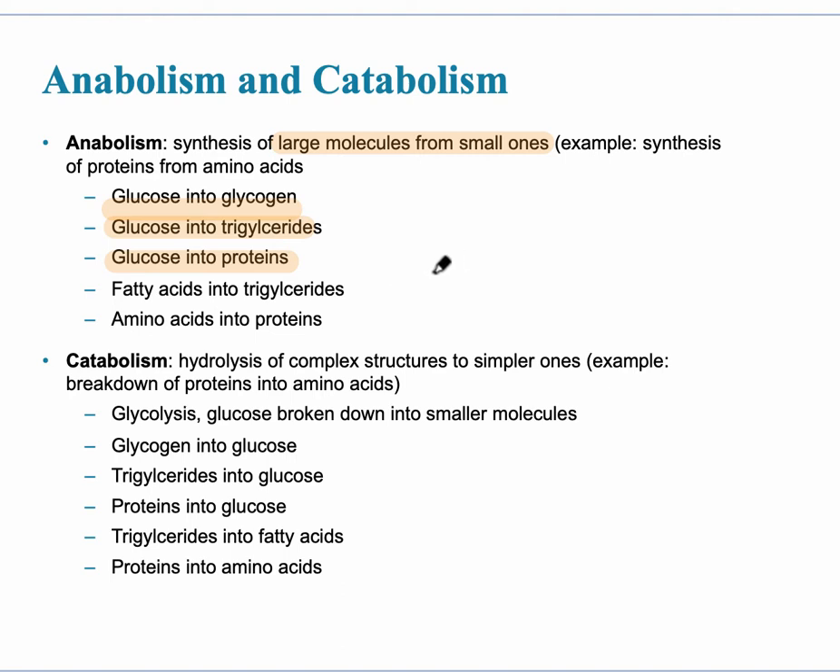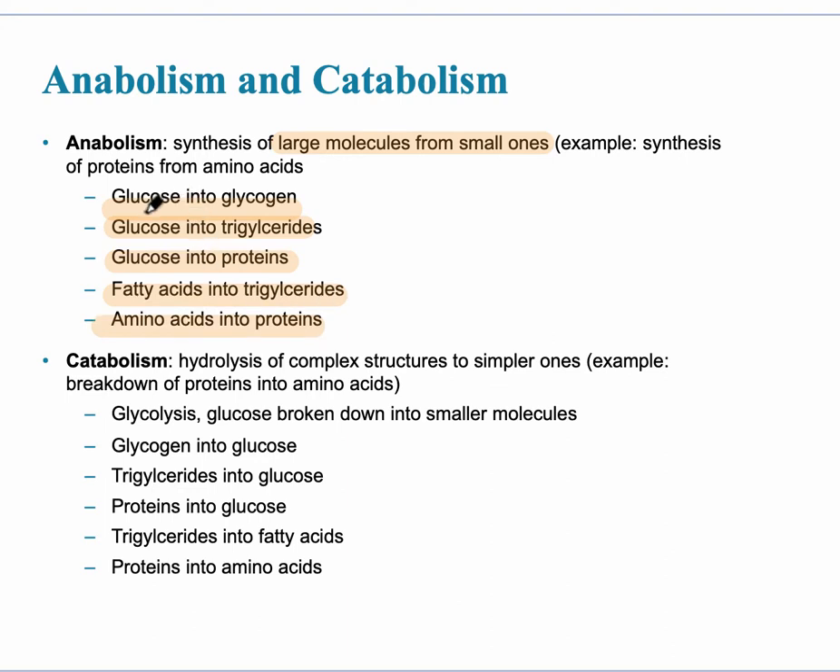And then when there's excess glucose in the bloodstream, it's going to have to be stored, and it's converted to glycogen, which is stored in the liver, skeletal muscles, or sometimes the liver as well. So the other example of anabolism would be fatty acids being added together to make triglycerides, or amino acids added together to make proteins.